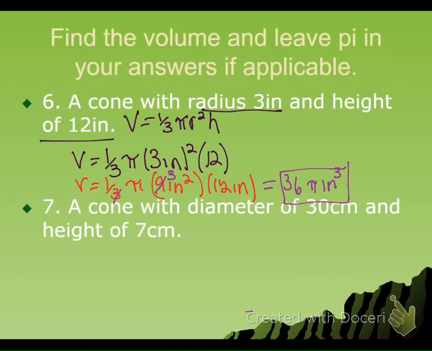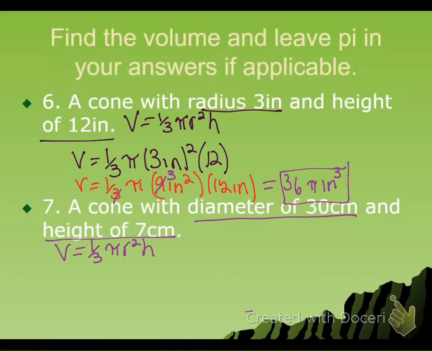Okay, Shanti, you're next. So you have the volume of a cone with a diameter of 30 centimeters and a height of 7. Let's go through the formula first. What's the formula of volume of a cone? 1/3 pi r.